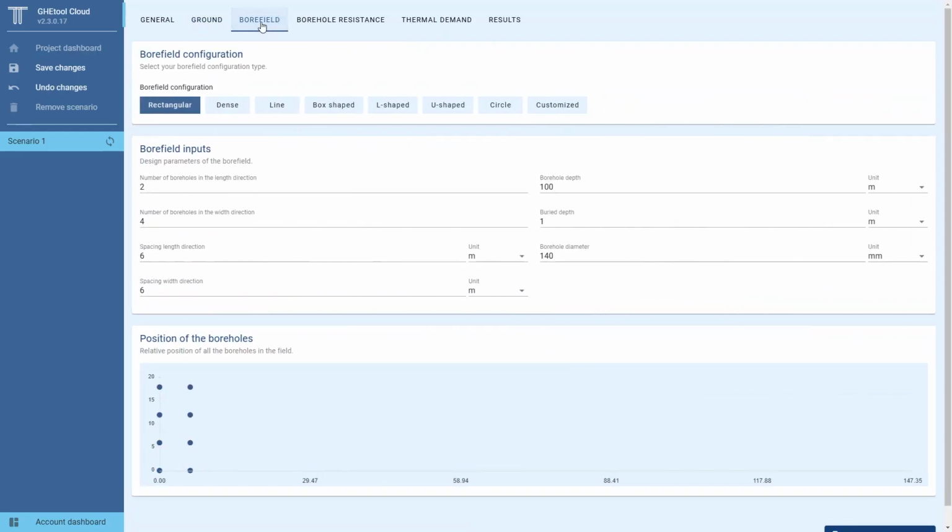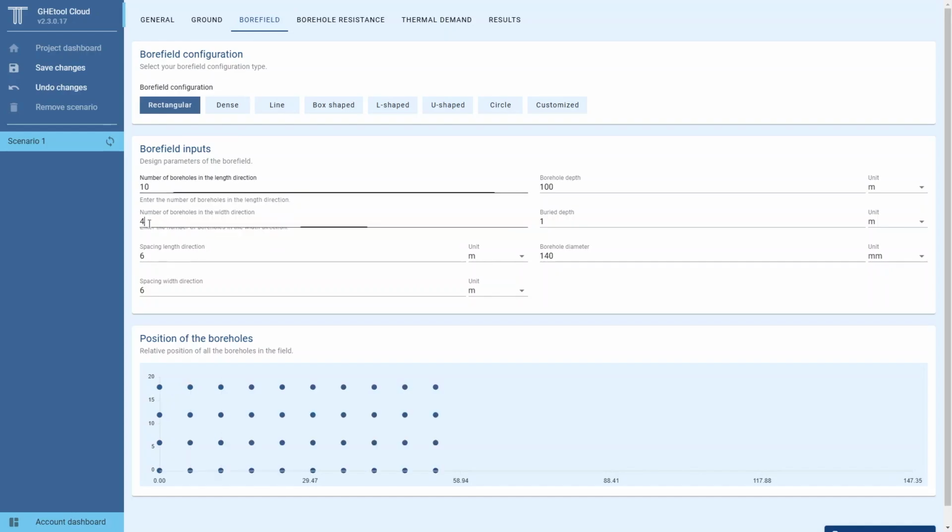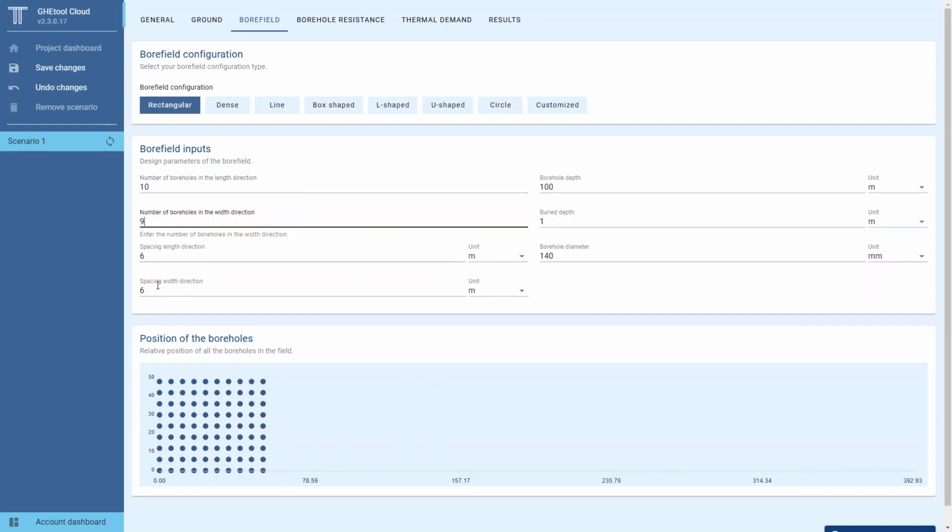For the bore fields, as said before, we have the possibility to have a 10 by 9 grid of 6 by 6 meters in spacing. And for the borehole depth, we will use 150 meters with a buried depth of 0.7 meters. So this is the starting point, and we will check which geothermal share we can get with this bore field.